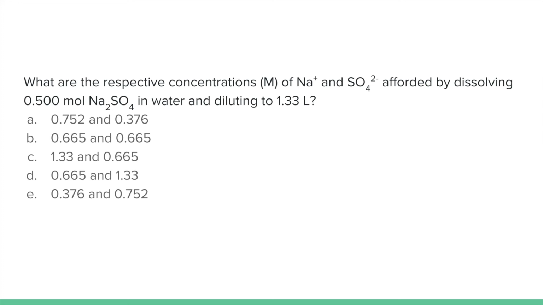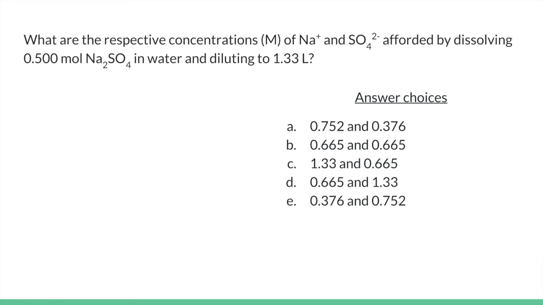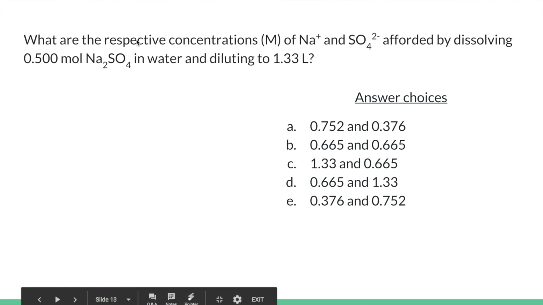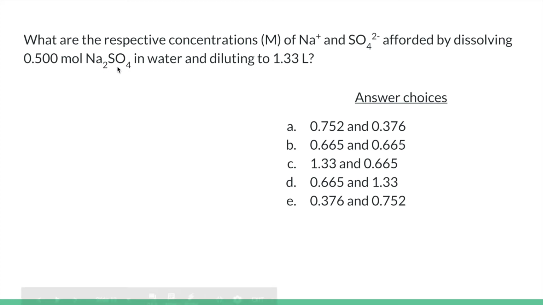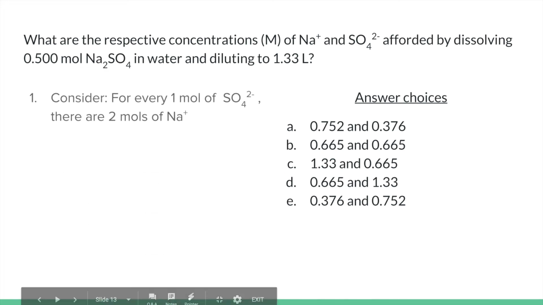And that right there should be an indication that you do not solve this using unreasonable math, and that there must be some way to break down the answer choices and use them to your advantage to find what the right answer is. So the first thing we're going to do is consider the chemical formula, which is Na2SO4, or in other words, for every one sulfate there's 2 sodium.